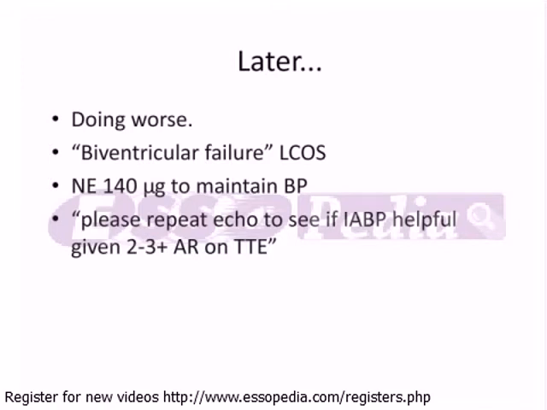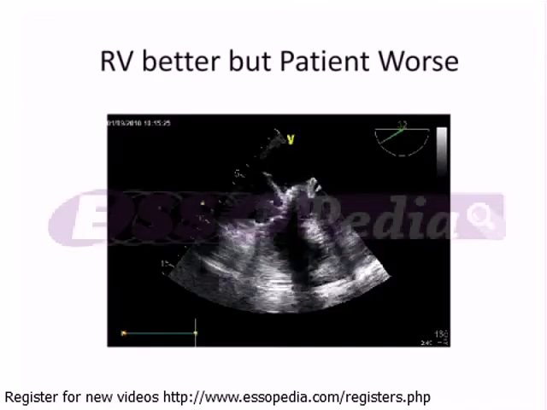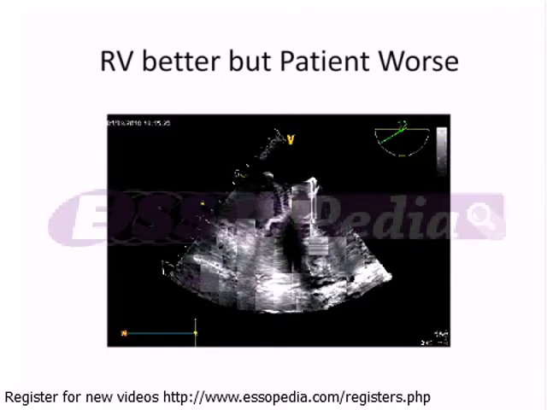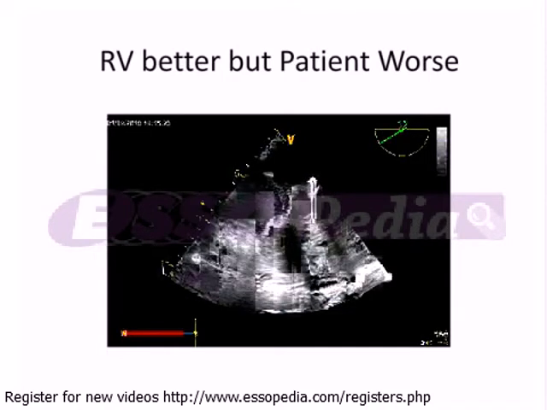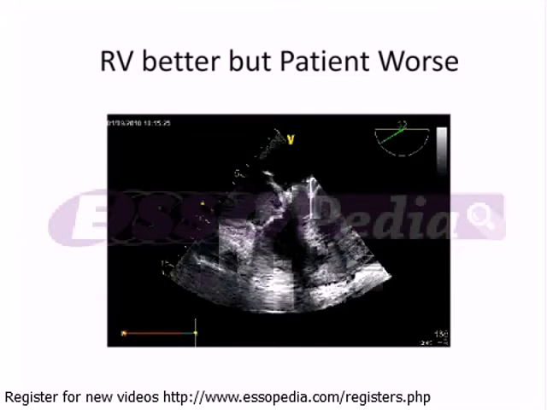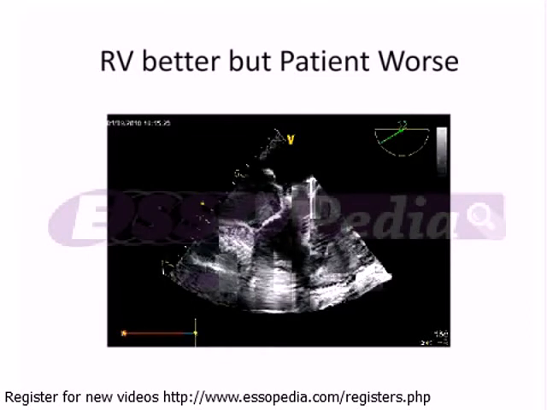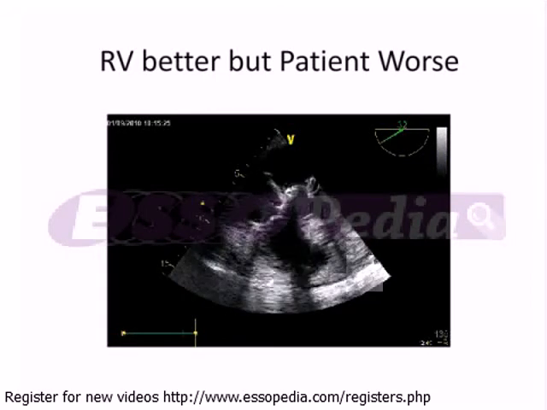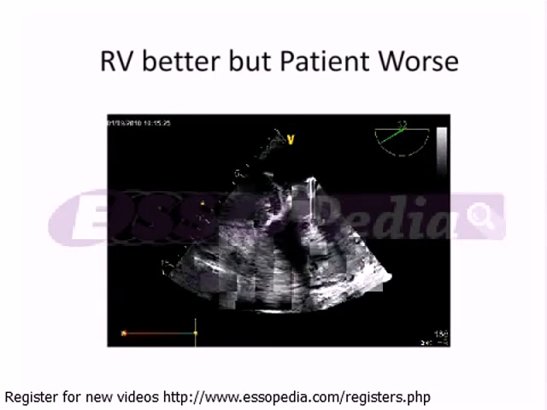A transesophageal echo was done, and in this loop you can see a tricuspid annuloplasty ring. You can also see that the right ventricle is in fact squeezing, and you see that there's only a small amount of fluid around the ventricular apex. So again, here the right ventricle is doing better, but the patient is in fact doing worse.